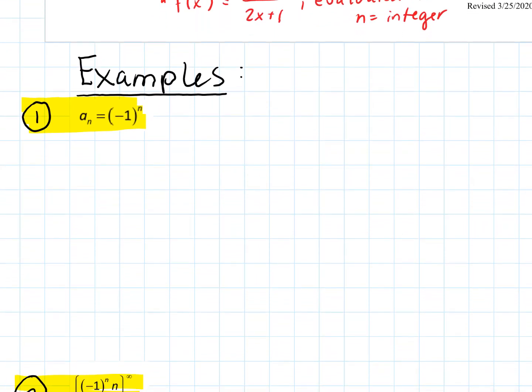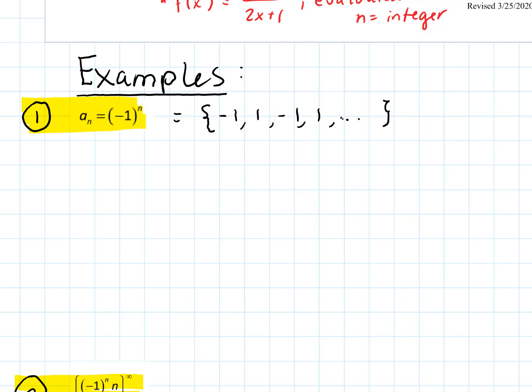I have several examples to go through, but we're not going to have a chance to go through all of them in this video. I'll save a couple of them that we can talk about during the class sessions as well. This particular one obviously has a switch. The first example I've highlighted here is a sub n equals negative 1 to the nth. If we write out the first few terms, we would have -1, 1, -1, 1, and this would go on and on.